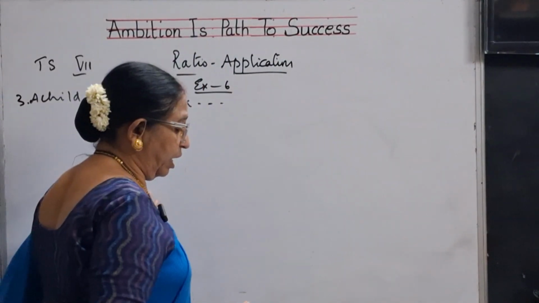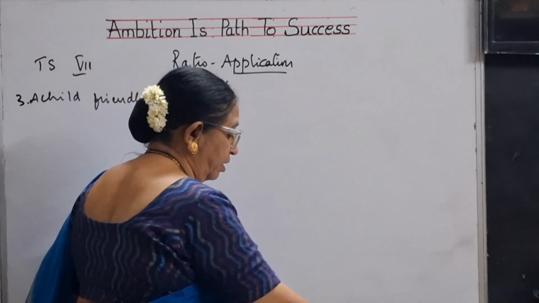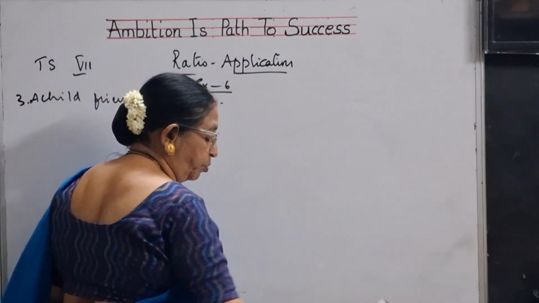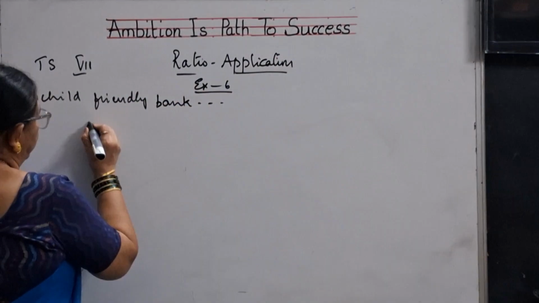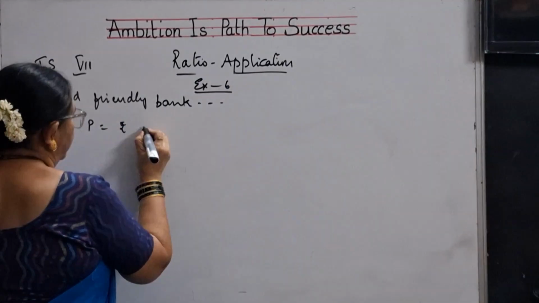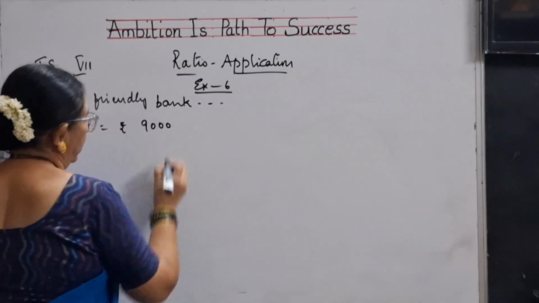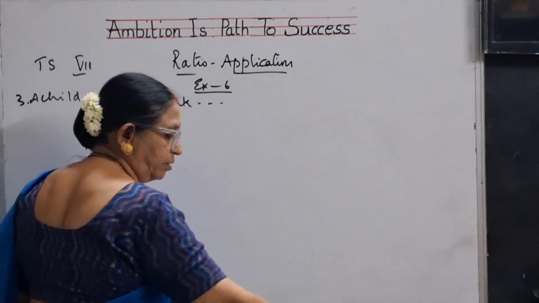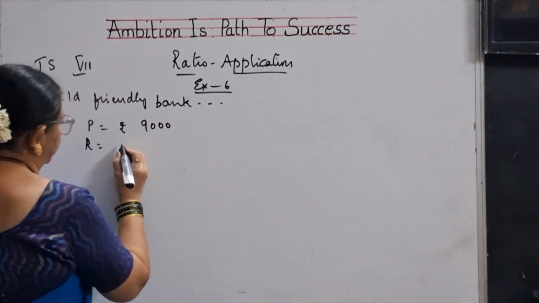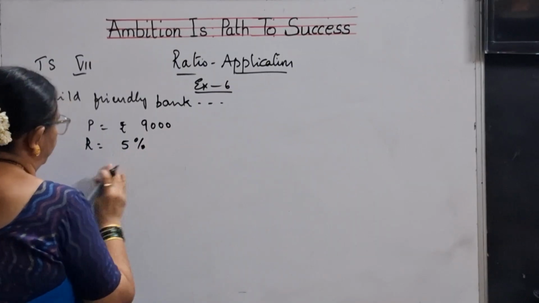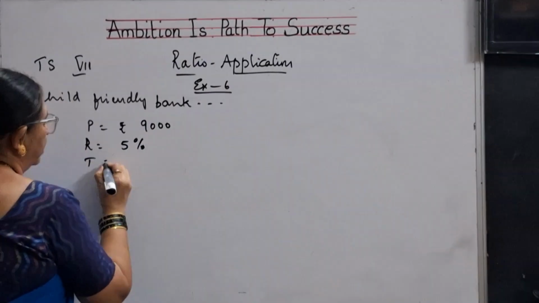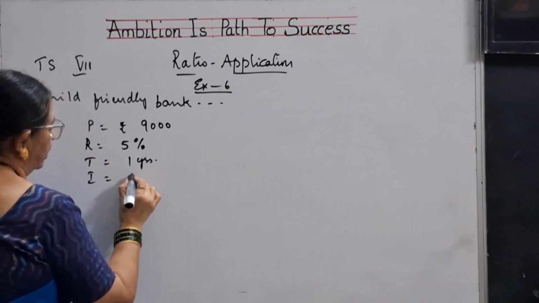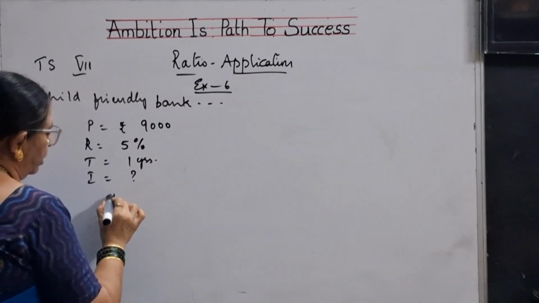So we have to find out the interest. First let us see what is the amount. If the deposit is 9,000, so principal becomes rupees 9,000, and rate is how much? Rate is 5%, because for 9,000 they will give only 5%. Time is 1 year. Now what is I they are asking? What is I?